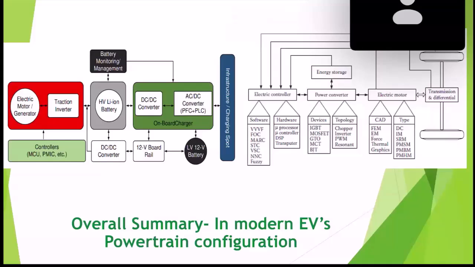To summarize the overall discussion, today we have discussed the various electric powertrain components, starting from the electric motor, where different types of motors are used, from AC to DC type, followed by the power converters, which use IGBT based or MOSFET based systems, or GTO based or BJT systems, to regulate the power flow between the electric motor and the battery system with the help of the motor control unit.